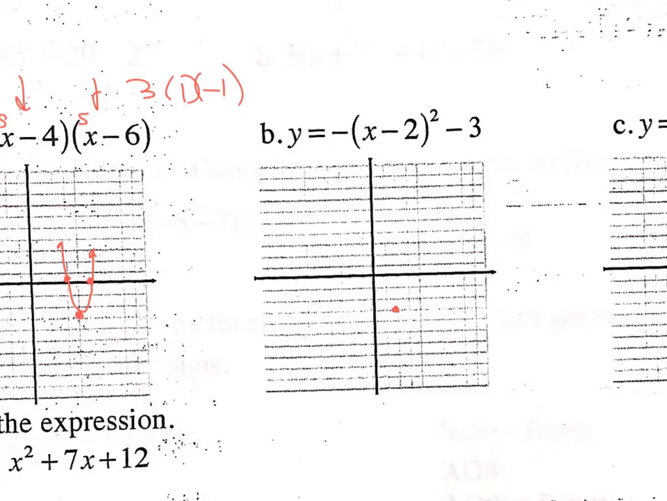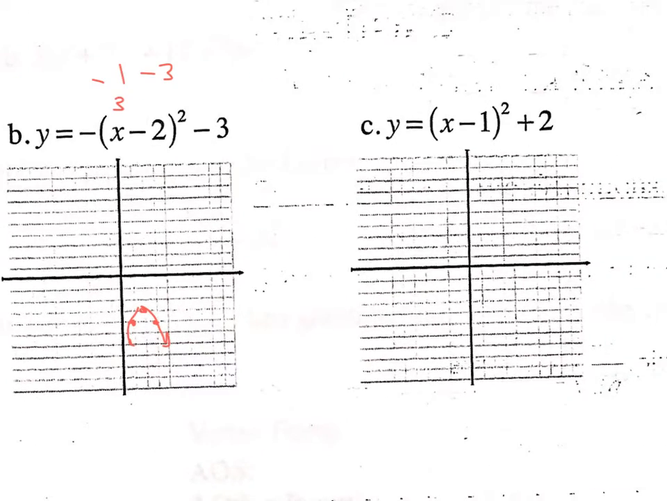I'm always going to put in 1 point to the right of the vertex. So I'm going to go to 3 on the x. If I go to 3 on the x, that gives me 1 inside my parentheses. 1 squared is 1. With a negative in front, that's negative 1 minus 3, which is negative 4. So if I put in 3, I got negative 4, which is right here. And because it's symmetric, that means there's also a point right there. Graph your parabola going down.